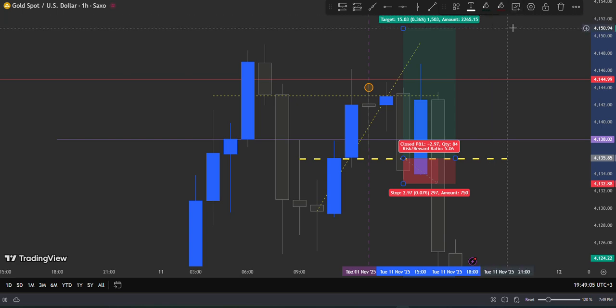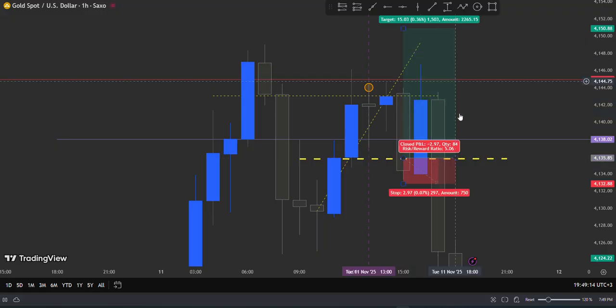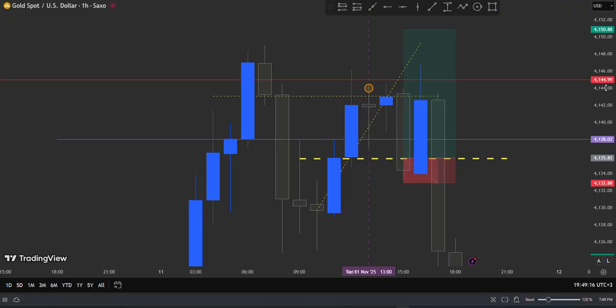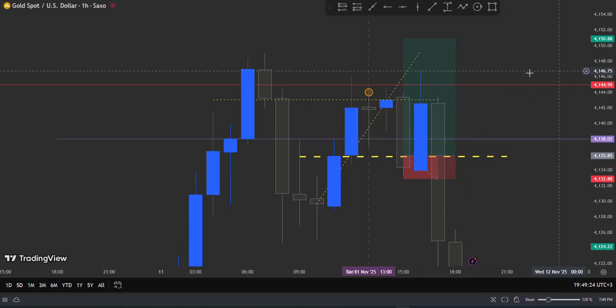It went up almost 100 pips, but I wanted 150 pips from there up to here. So that's where I got caught off guard. I secured only around 20 pips and I was stopped out on this candle here. So let's see why we got stopped out.